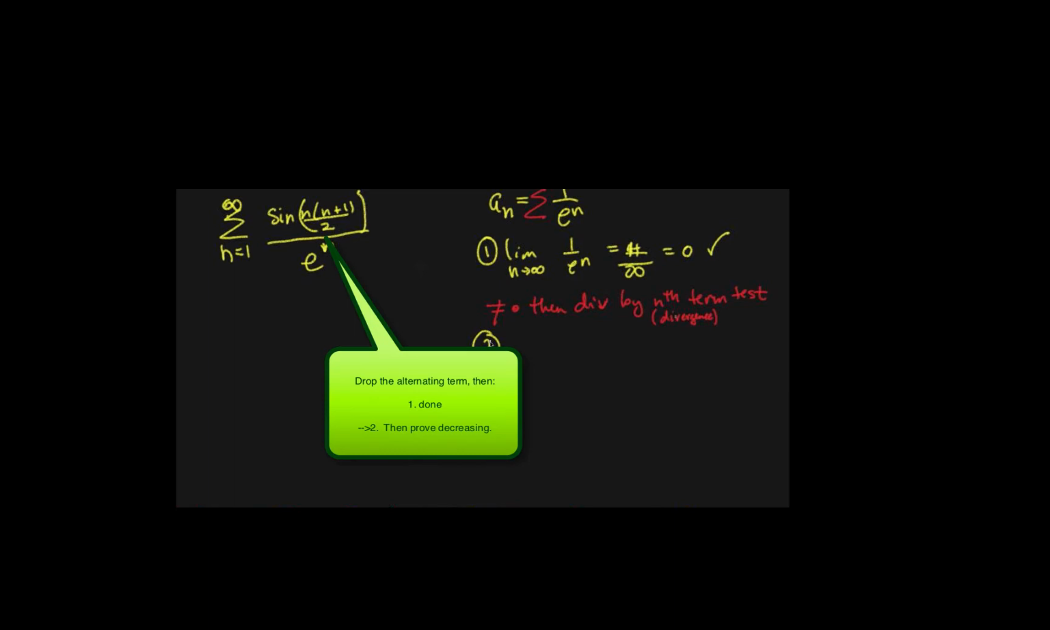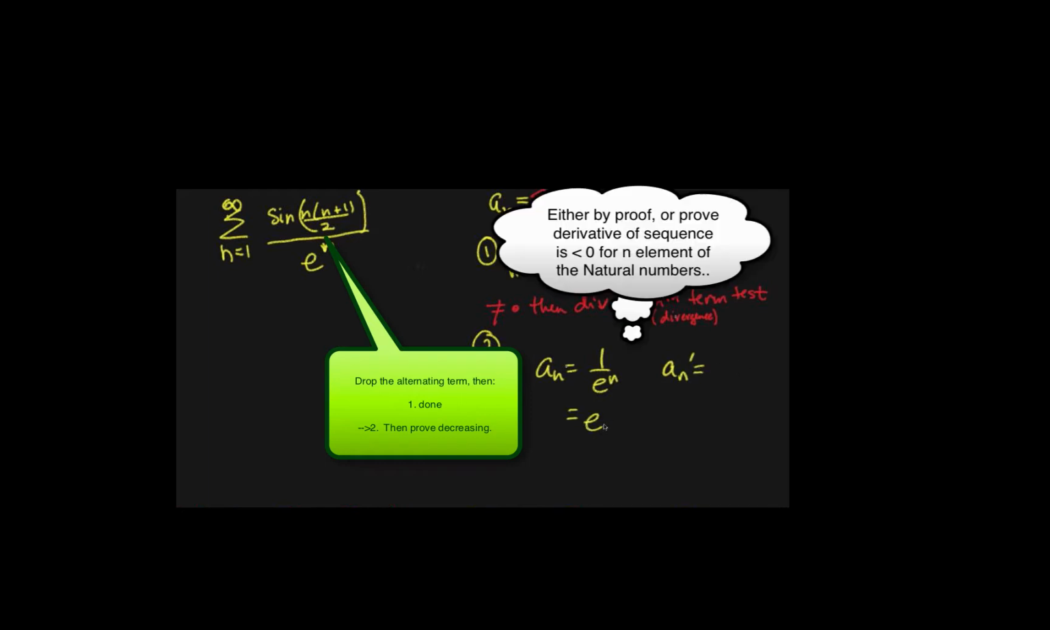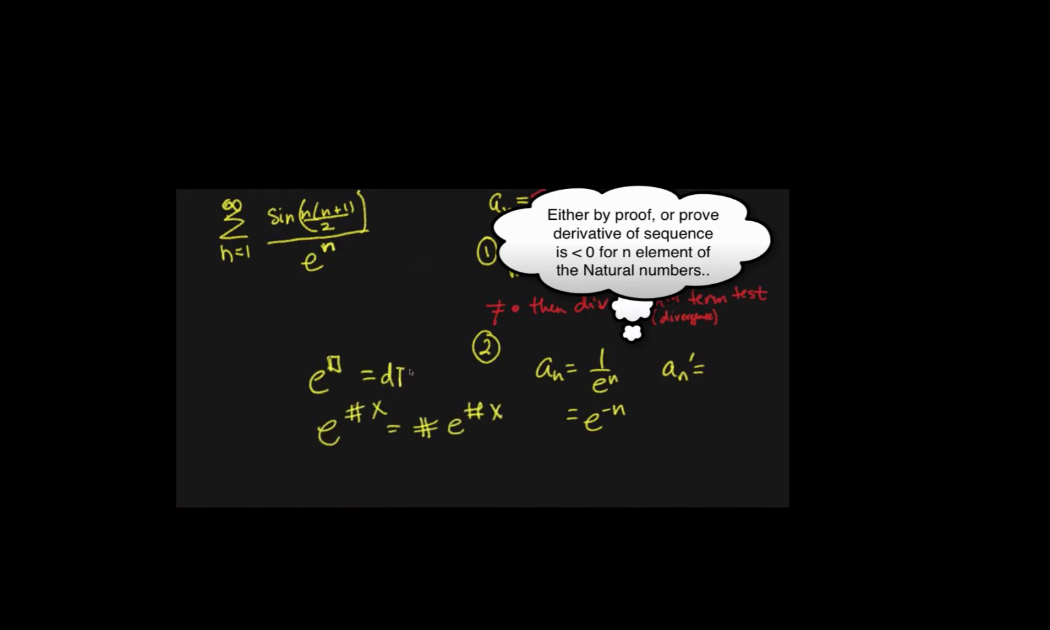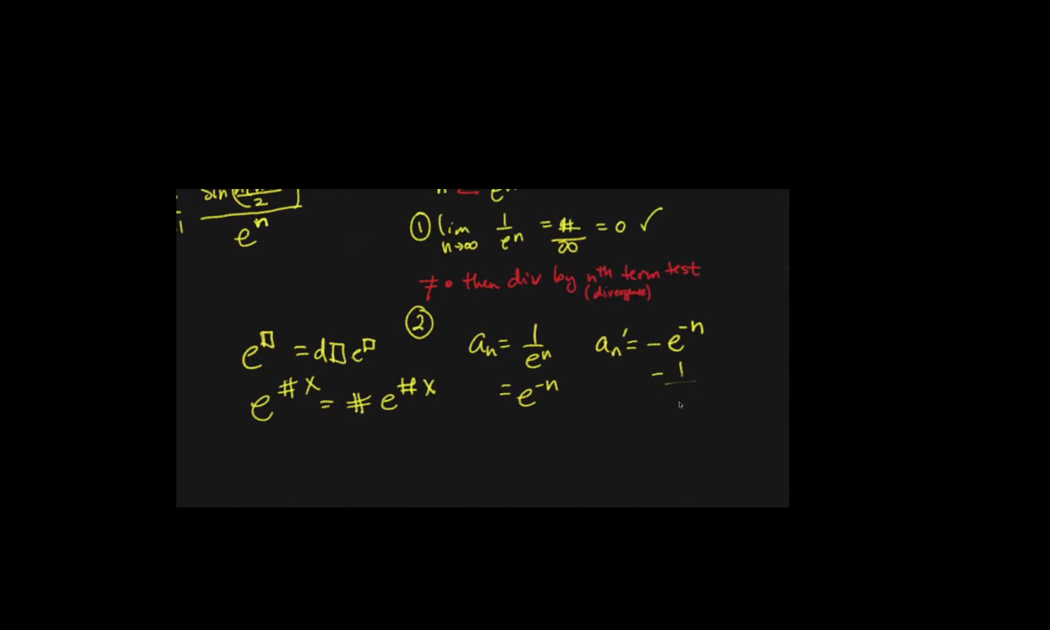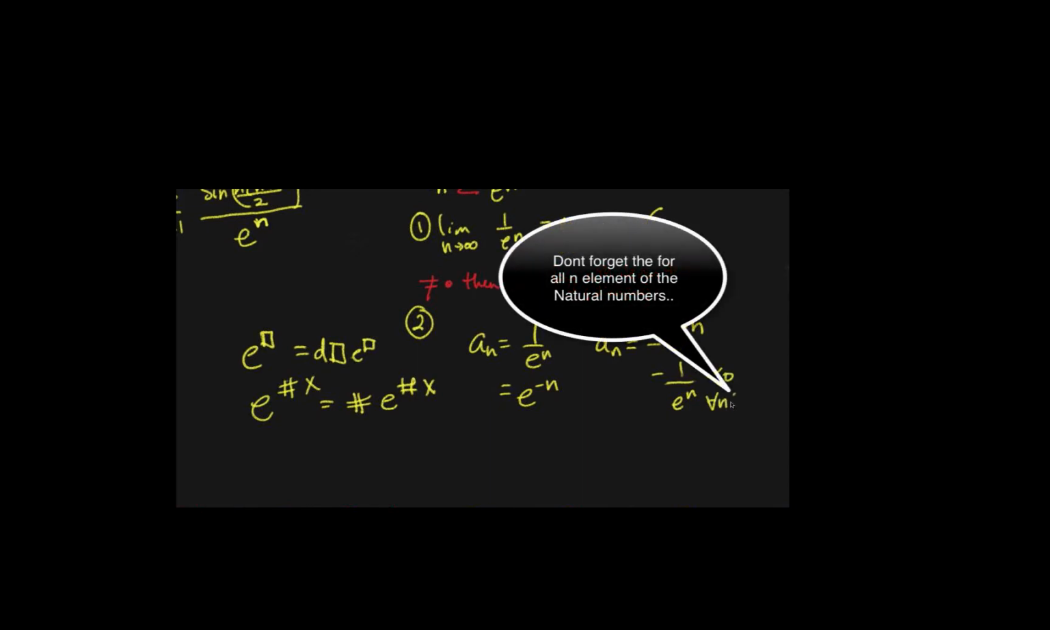Okay, let's do it both ways. First way is the derivative. So if I look at that, what is the derivative of that? Negative 1 over e to the n. Good, because whatever I plug in for the denominator for n, I'm just going to multiply times this negative sign, so less than 0 for all n.